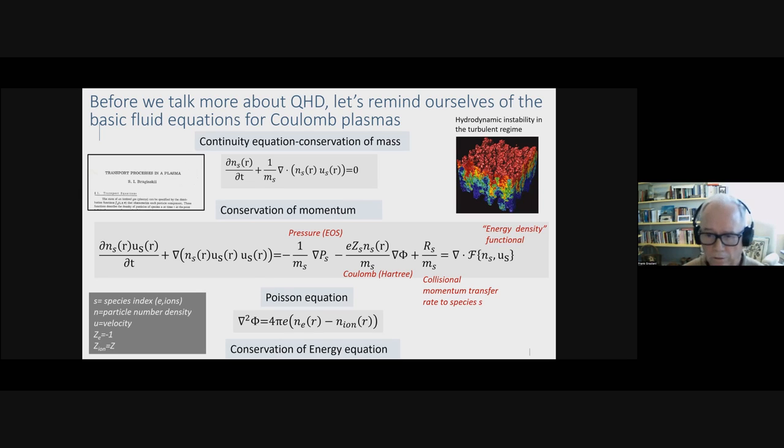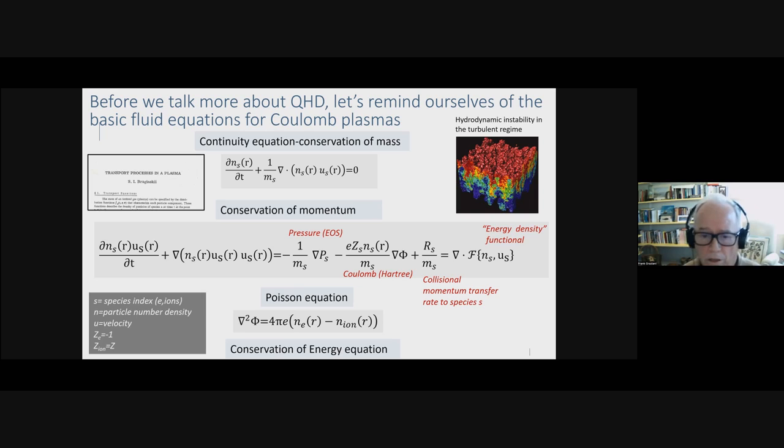And there's collisional integrals, which represent some sort of momentum transfer between different species. And that can be between different species of ions, between ions and electrons. And that whole right-hand side, of course, can be written as some divergence of some energy functional formally.